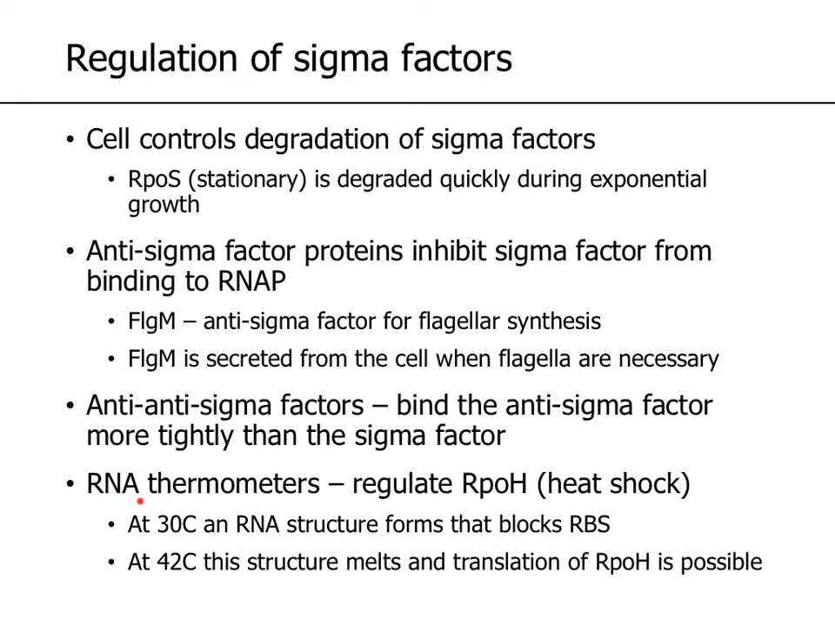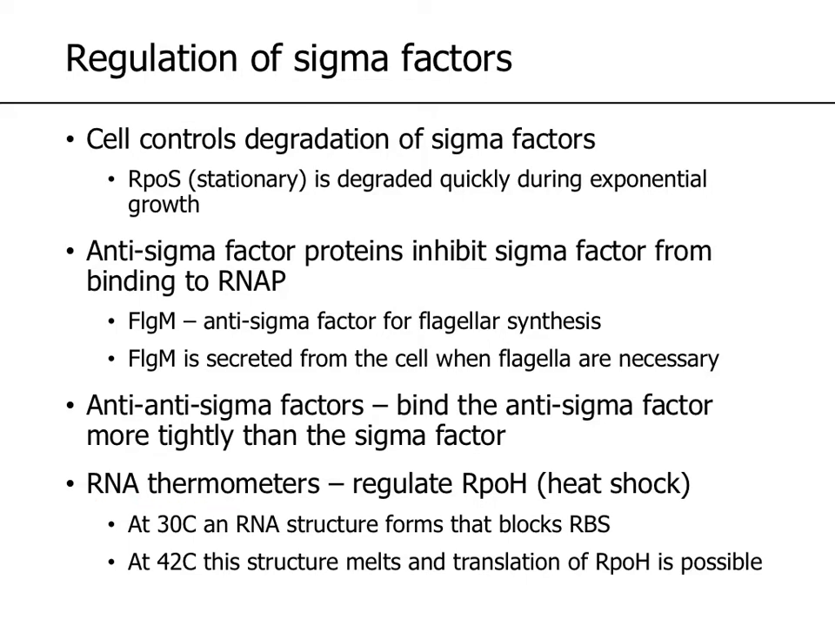The final example is RpoH. This is the sigma factor that controls the heat shock genes. It uses an RNA thermometer to control the translation of this RpoH sigma factor. It's called an RNA thermometer because it is essentially sensing the temperature.